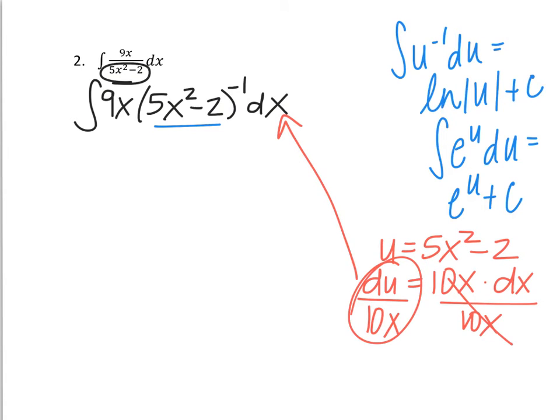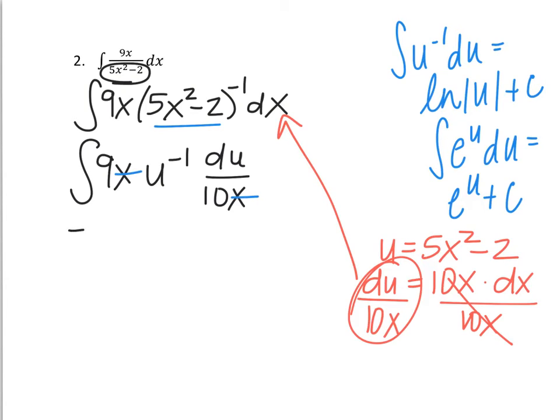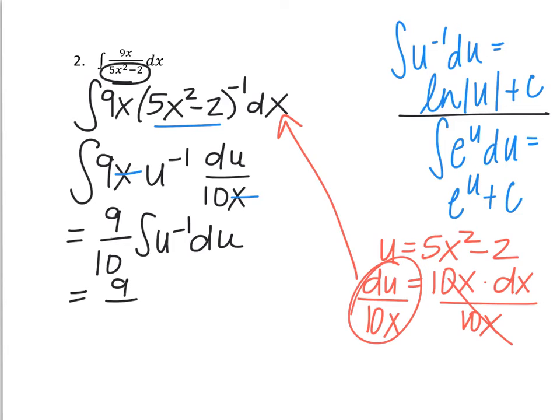And I'm going to go ahead and make my substitutions. That 9x hangs out there. Then I have u to the negative 1. And then I have du over 10x. So what I did is I replaced my parentheses with my u. I replaced dx with du over 10x. And we are happy because our x's cancel. I have a 9/10 that comes out in the front. And then I'm integrating u to the negative 1 du. And we said that u to the negative 1 du is the same as the natural log of u plus c.